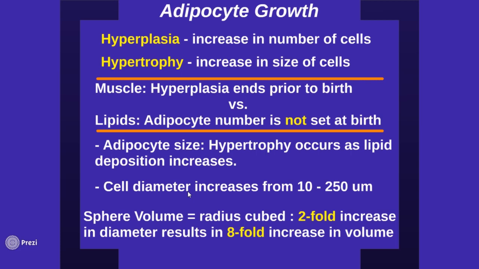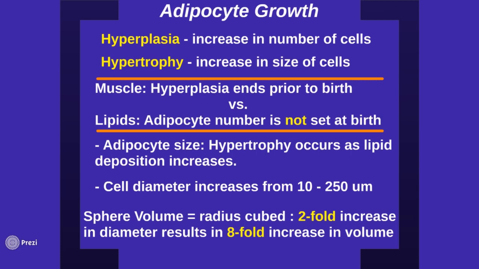Adipocyte growth, then, once we get that adipocyte, how does fat tissue increase in volume, size, however you want to label it? True growth. We know that both hyperplasia and hypertrophy are methods of growth. Hyperplasia, to reiterate, is the increase in number of cells. Hypertrophy is the increase in the size of those cells. Muscle, we know that hyperplasia ends prior to birth. So whenever we're born, whenever the animals are born, the number of myocytes they have is set. You're never going to add another myocyte. They can only grow by hypertrophy or increase in size.